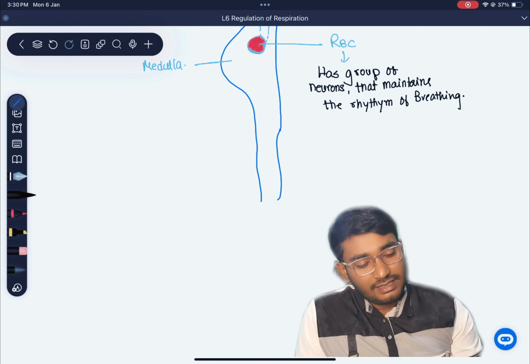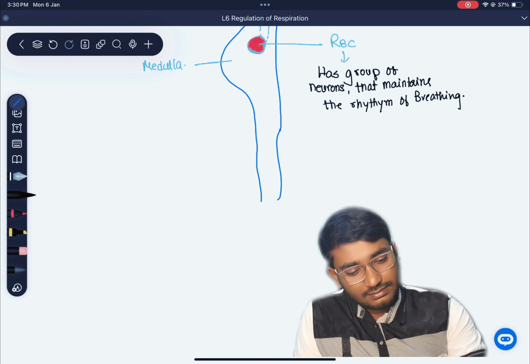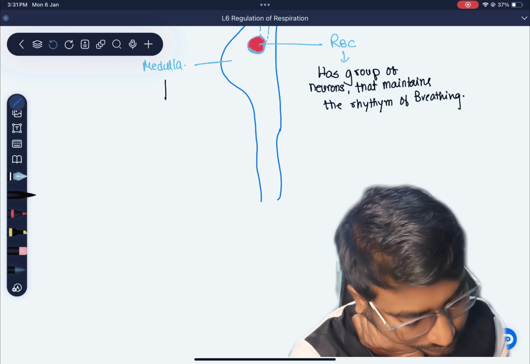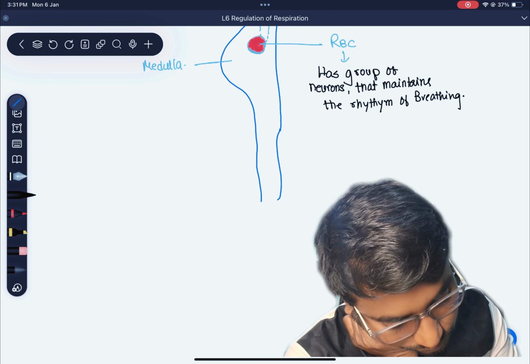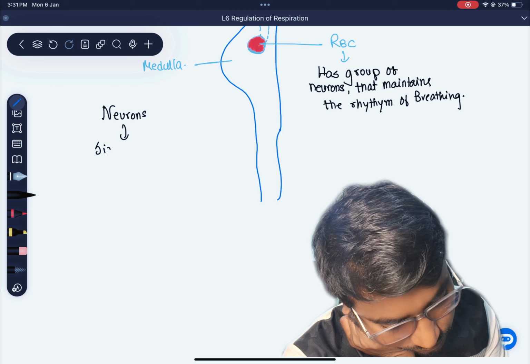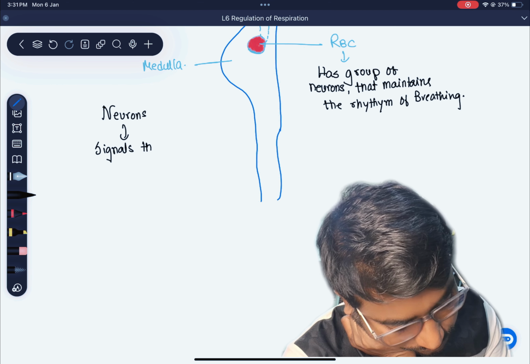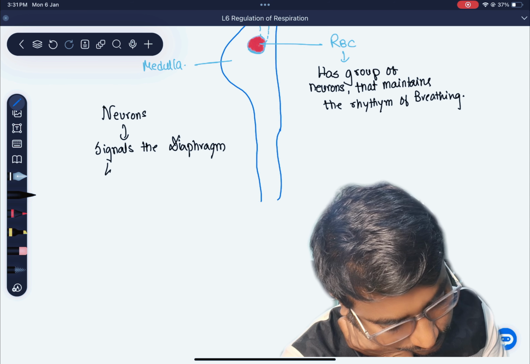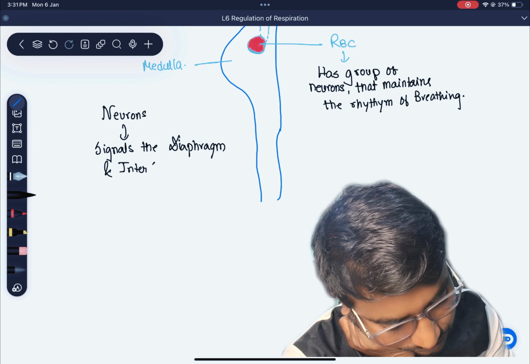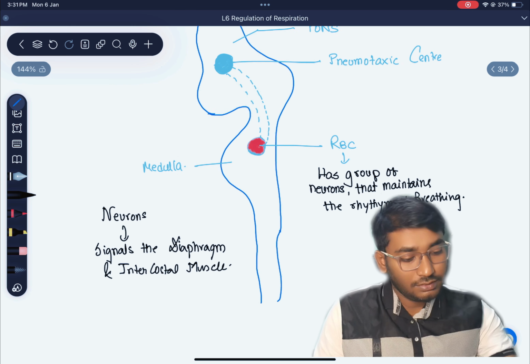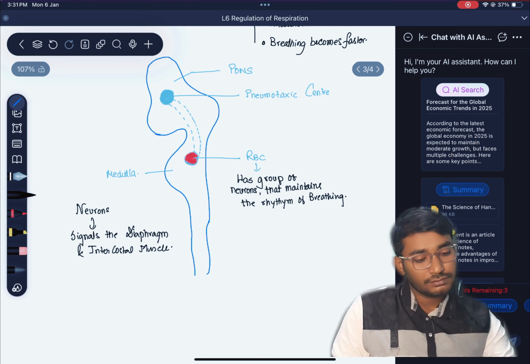Signals the diaphragm and the intercostal muscle. Not the medulla, the neurons. The neurons signal the diaphragm and the intercostal muscles. Okay.